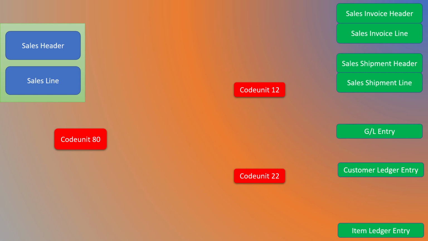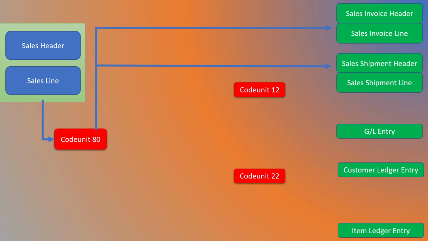Within code unit 80, there are references which call code unit 12 and code unit 22, which have their own purposes. So when you click on the post button, code unit 80 gets triggered, which automatically, without going to any other code units, creates a sales invoice header, sales invoice line, shipment header and line. Not in the same order, as in they're not the first ledgers that get created, but eventually it automatically gets created from code unit 80. That code is there in code unit 80 to do that.